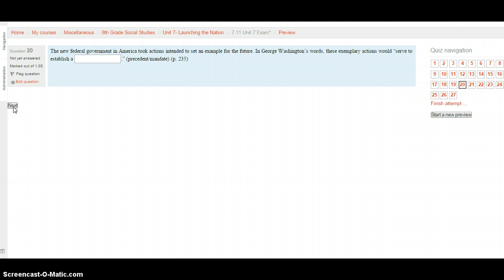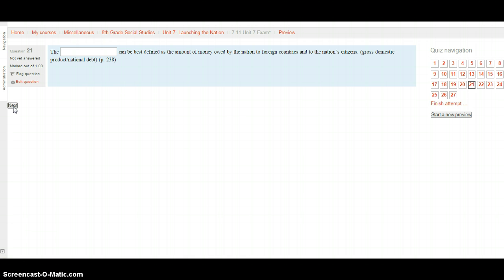Question 20. The new federal government in America took actions intended to set an example for the future. In George Washington's words, these exemplary actions would serve to establish a... Would they establish a precedent, or would they establish a mandate? Go to page 235 to find out and hit the next button when ready.